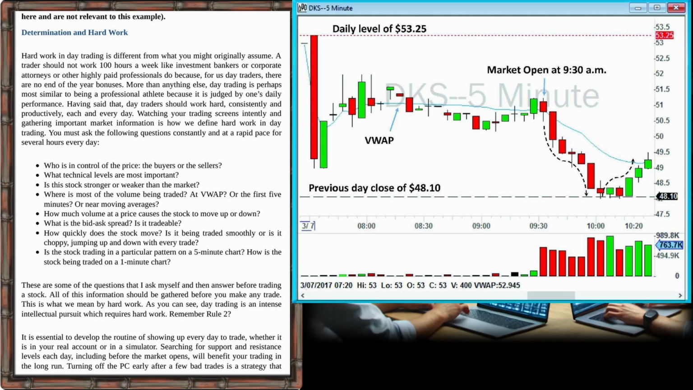Determination and hard work. Hard work in day trading is different from what you might originally assume. A trader should not work 100 hours a week like investment bankers or corporate attorneys or other highly paid professionals do. Because, for us day traders, there are no end-of-the-year bonuses. More than anything else, day trading is perhaps most similar to being a professional athlete, because it is judged by one's daily performance. Having said that, day traders should work hard, consistently, and productively each and every day.